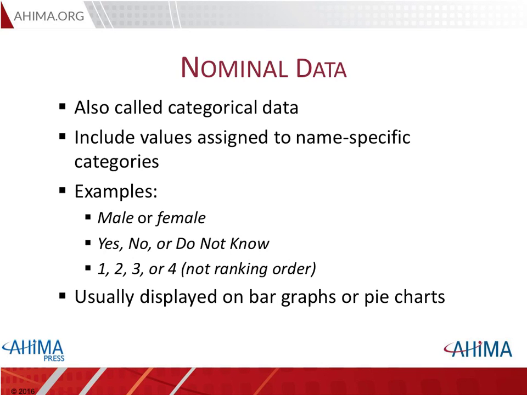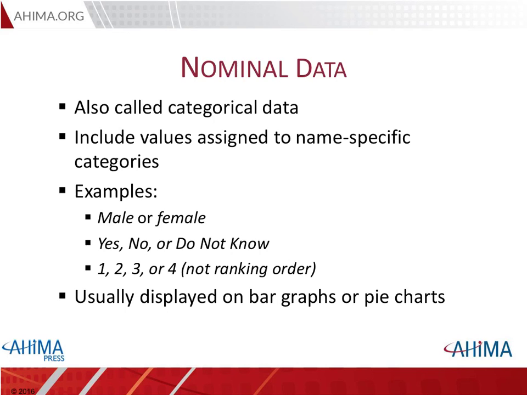The first type of data that we will discuss is nominal data, sometimes referred to as categorical data. This type of data includes values assigned to name-specific categories. You may remember this because nominal and name sound familiar. When your data is put into groups or categories, it is nominal data. For example, male or female.